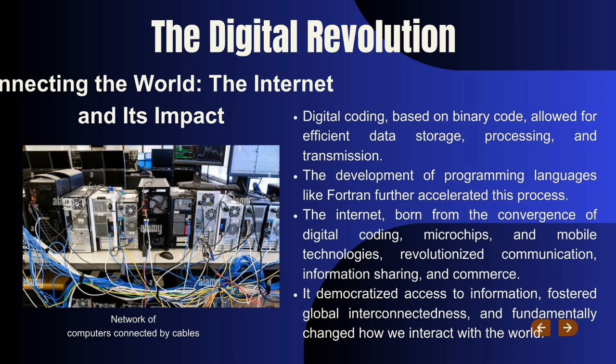The digital revolution is like a giant leap forward in how we use information. It's like learning a new language that computers understand, called binary code. This code uses only two symbols, 0 and 1, which makes it super efficient for storing and sending information. Then people invented special languages for computers, like Fortran, which made it easier to tell computers what to do.